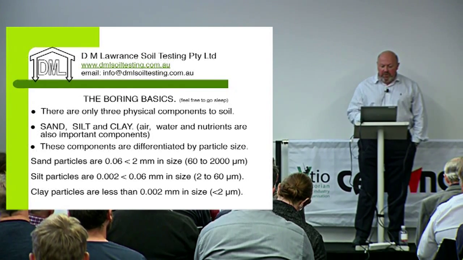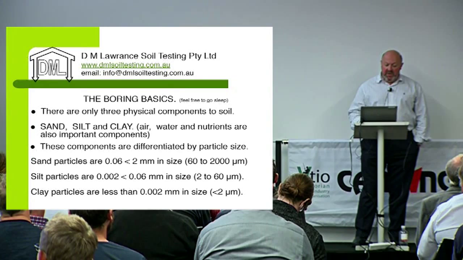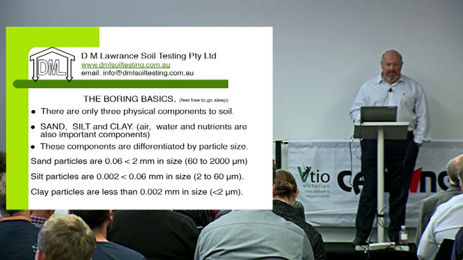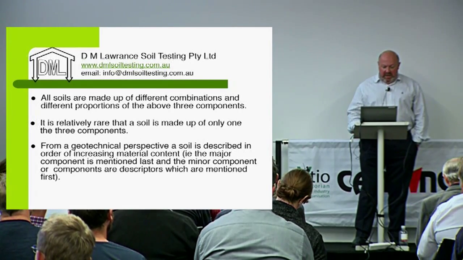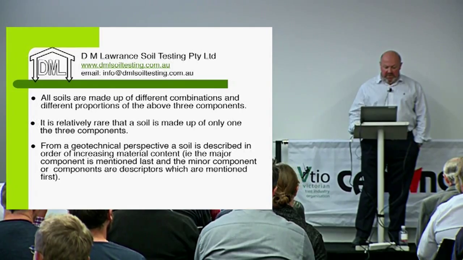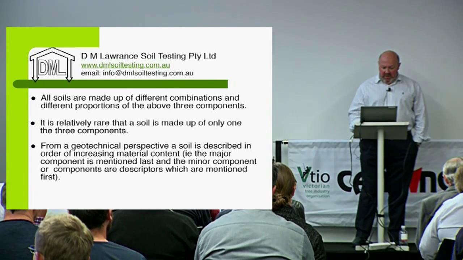The physical components of soil are basically broken down into three: sand, which is the larger particles, 60 to 2,000 microns, silt particles 2 to 60, and clay particles, which are much, much finer. They're basically the three physical building blocks of soil. And all different soils are made up of different proportions of those same components. It's pretty rare that you'll get a full clay. It'll always be a silty clay or a sandy clay or something like that, but that's how we describe it.